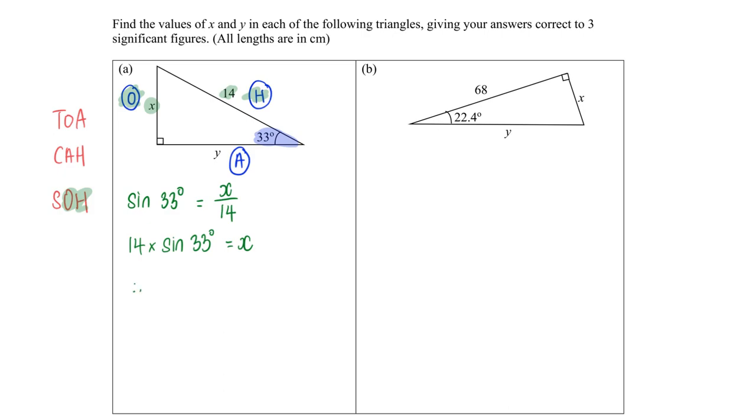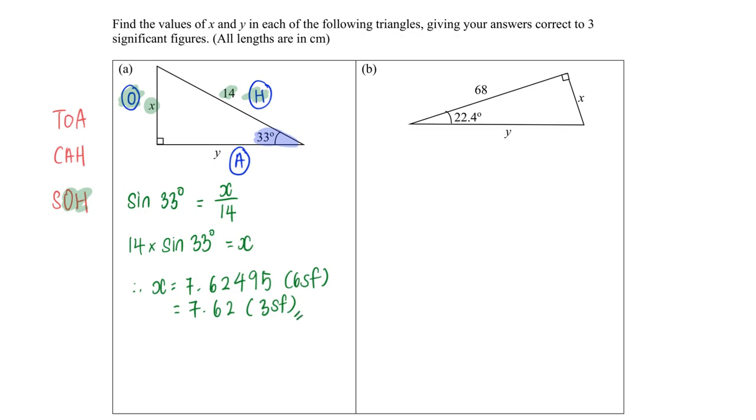So therefore, my answer, X will be equals to 7.6249, 5 to 6 significant figures, followed by 3 significant figures.